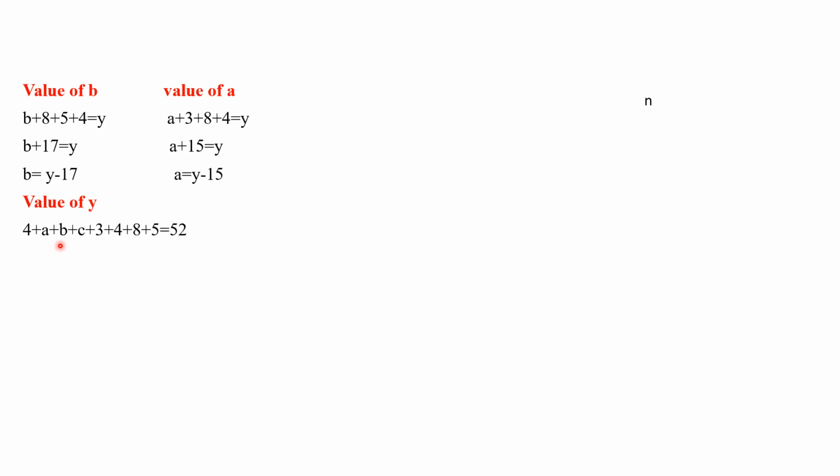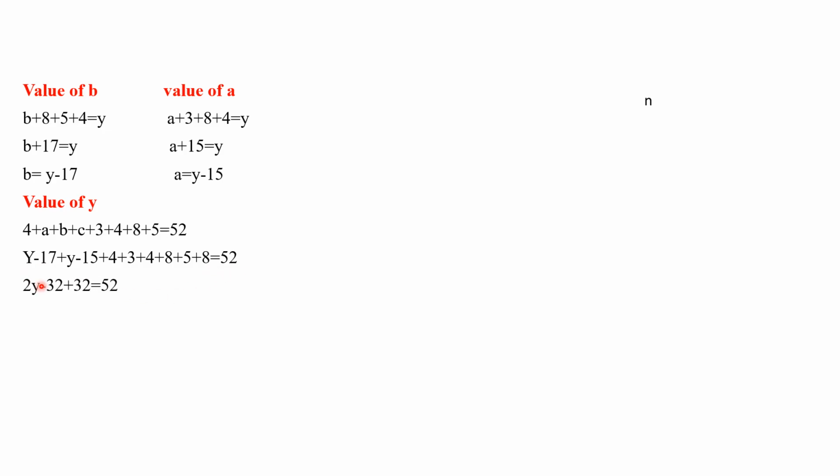A plus B plus C plus 3 plus 4 plus 8 plus 5 is equal to 52. C is equal to 8. Then A is Y minus 15, and B is Y minus 17. So we add A plus B, then plus 4 plus 3 plus 4 plus 8 plus 5 plus 8 is equal to 52.